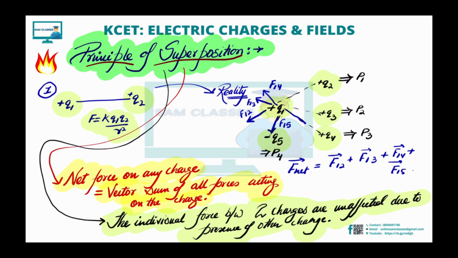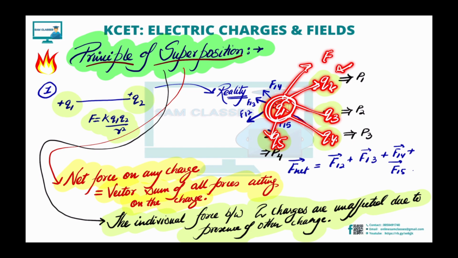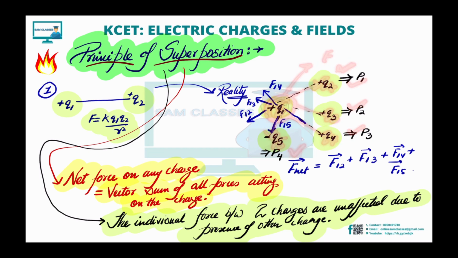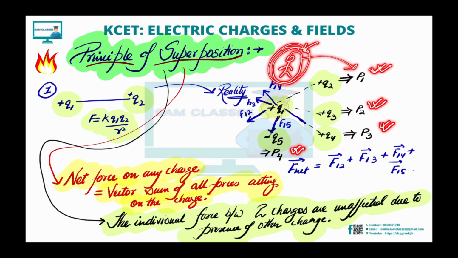In reality, if a problem comes in our life, it doesn't come just as one problem; it comes second, third, we have like four problems. So the total problem is the summation of all the problems, correct? In the same way, in charges also, the net force you want to calculate on Q1 is equal to the force on Q1 due to Q2, the force on Q1 due to Q3, the force on Q1 due to Q4, and the force on Q1 due to Q5. It is nothing but the vector sum of all the forces on Q1 due to Q2, Q3, Q4, and Q5. The same way, the total problem a person is facing is the addition of the first, second, third, and fourth problems.